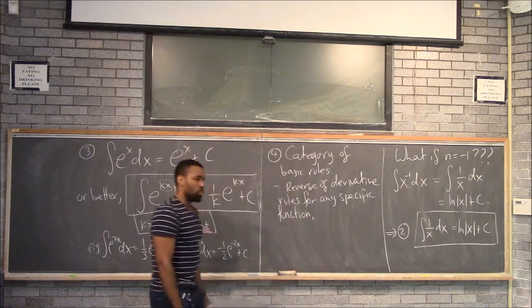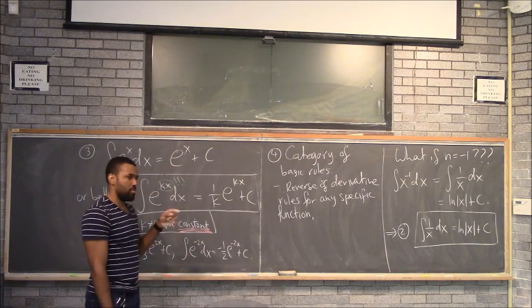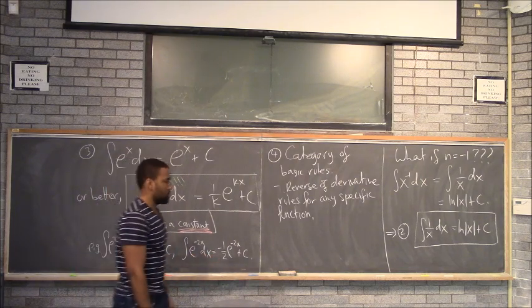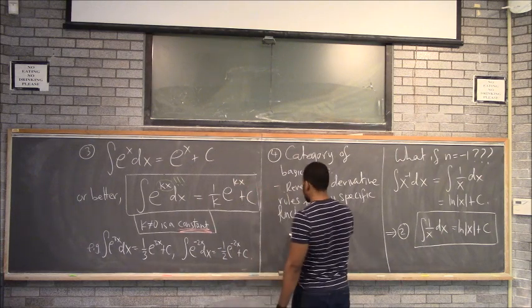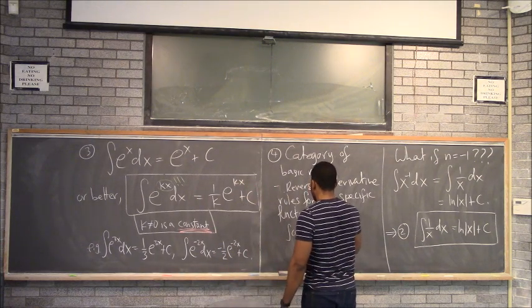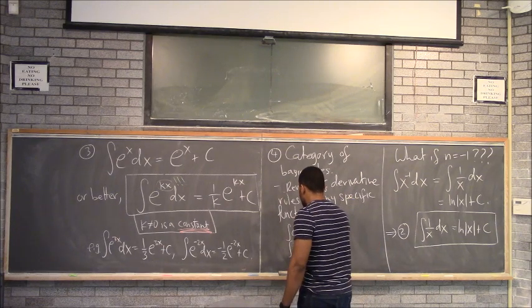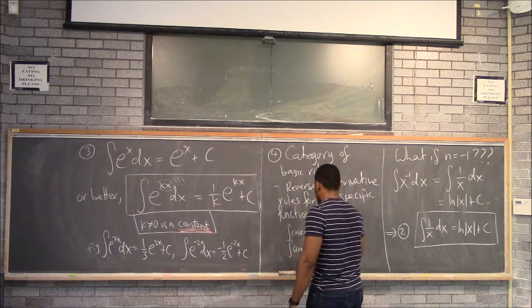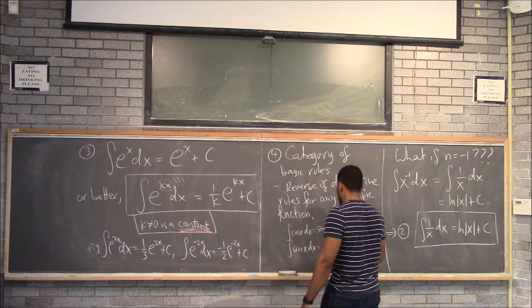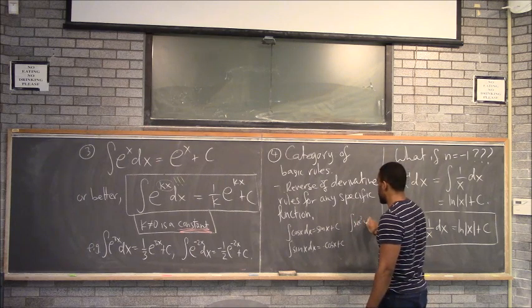If you know a derivative rule for a very specific function, I expect you to know the integral of that very specific result. So under this category, you will have things like the integral of cosine x is sine of x. The integral of sine of x dx is minus cosine of x plus c. Under this category, you would have the integral of secant squared of x dx is equal to tangent of x plus c.